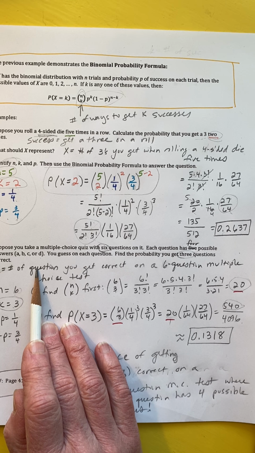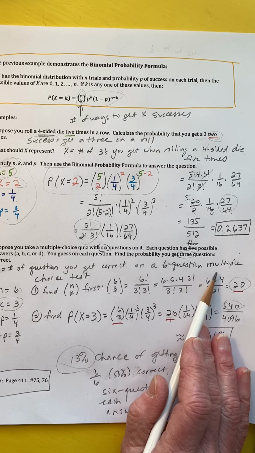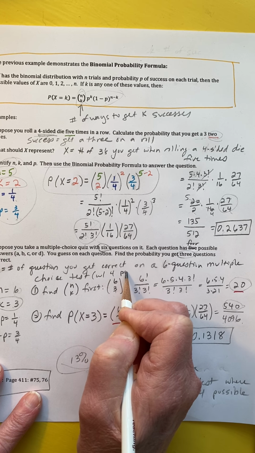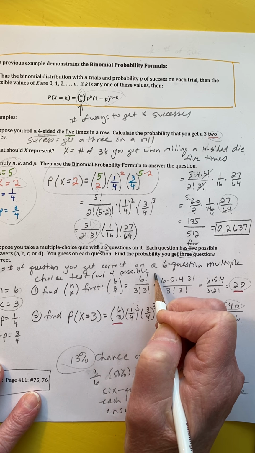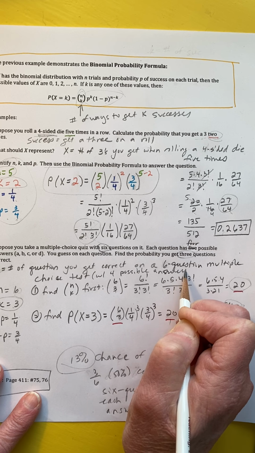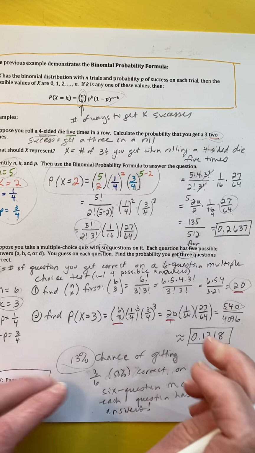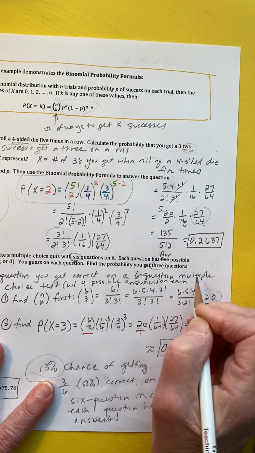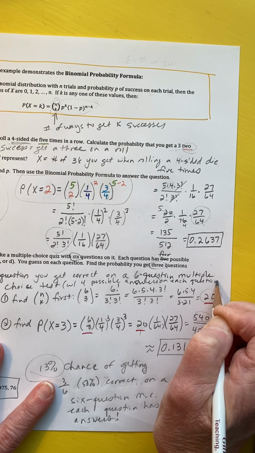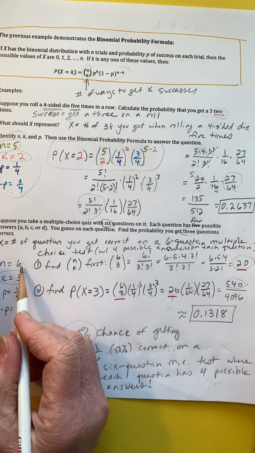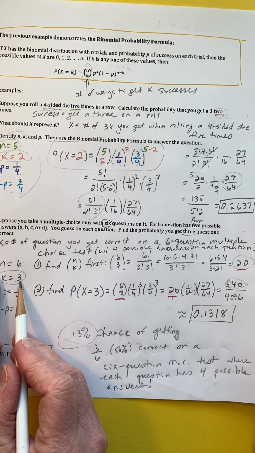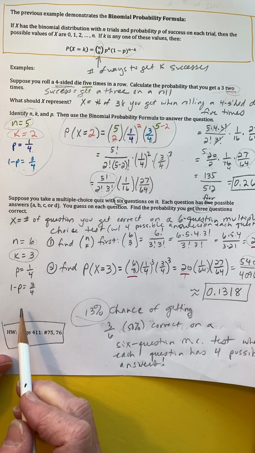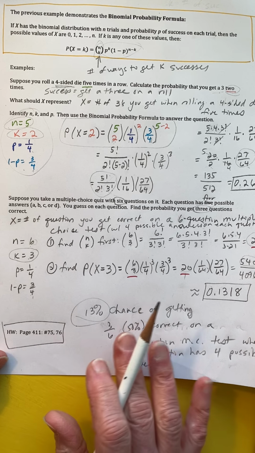So I've identified X. It's the number of questions you get correct on a 6-question multiple choice test. I could even say with 4 possible answers on each question, because if you had 5 possible answers, the probabilities would change. And then N is 6, because there's 6 questions on the test. We're interested in getting 3 successes. Our probability of success on any one question is 1 in 4, and therefore the probability of failure on any one question is 3 in 4.